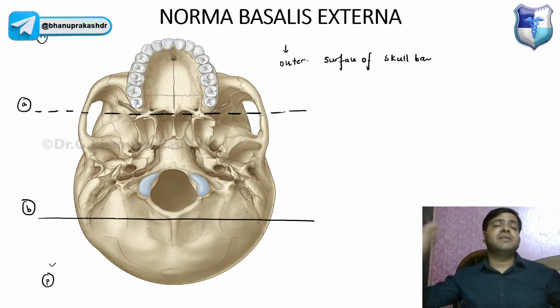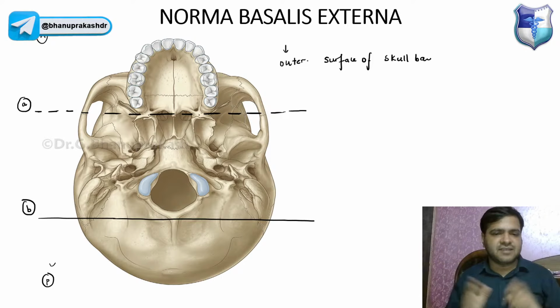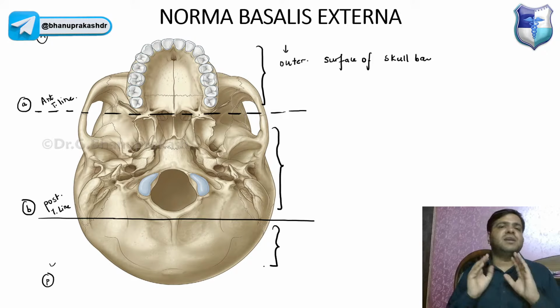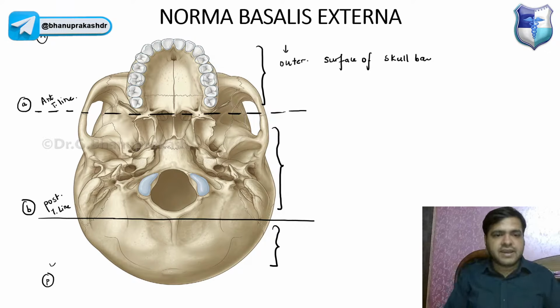These are imaginary lines first of all. So you are going to tell me which is the anterior transverse line and which is the posterior transverse line. Yes, Venkatesh, very good. A is the anterior transverse line, and B is the posterior transverse line. It is dividing it into three parts, and we have to study these three parts.